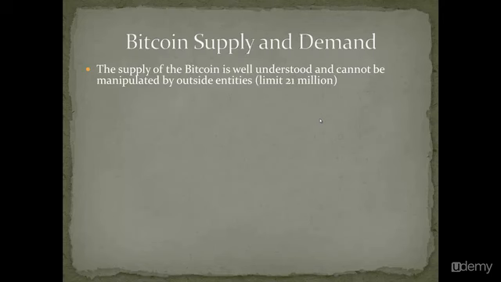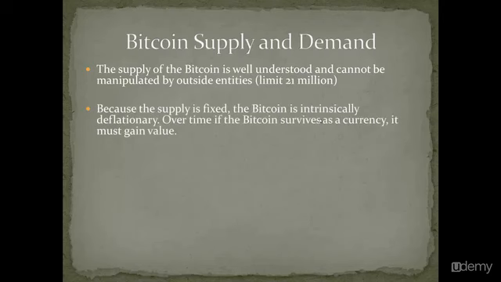So we just reduced it from 50 to 25. The next reduction will be 12.5. And if you do the math, this will tell you that by the year 2140, we'll have every Bitcoin ever in existence, which is an incredibly unique concept. It's really an amazing thing.